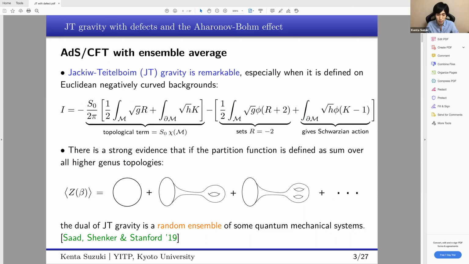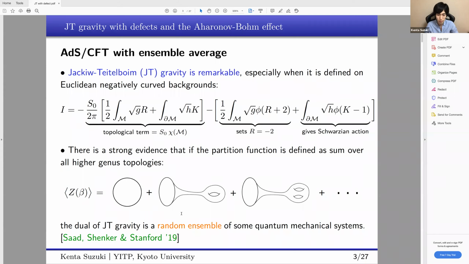And if we define the theory, for example, if we define a partition function of JT gravity by summing over all higher genus topologies, which starts from just the disk, but includes the one genus contribution and the two genus contribution and so on, and if we define a partition function in this way, it turns out that the dual theory of JT gravity is actually a random ensemble of some quantum mechanical system, rather than a specific quantum mechanical model living at the boundary.